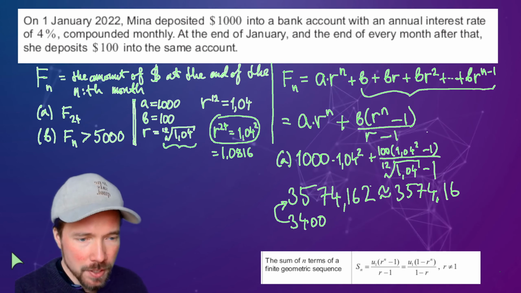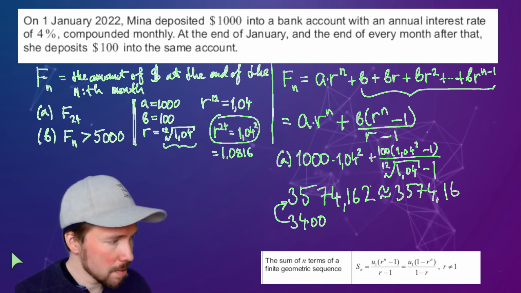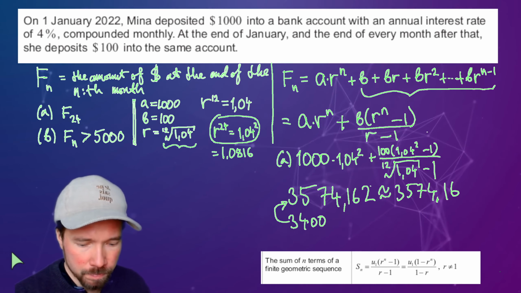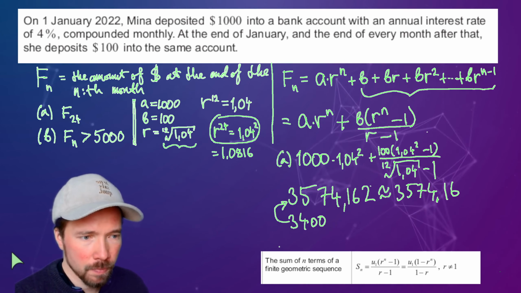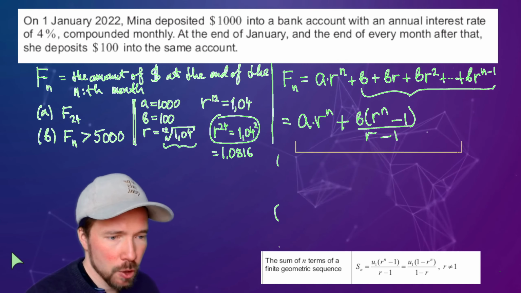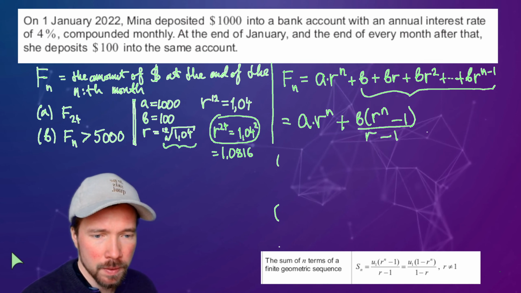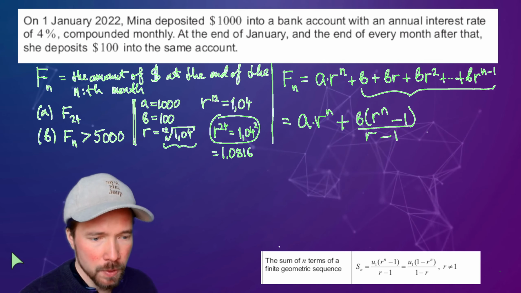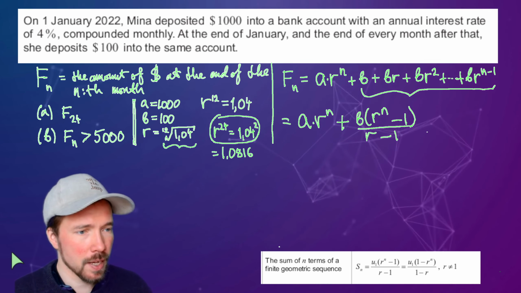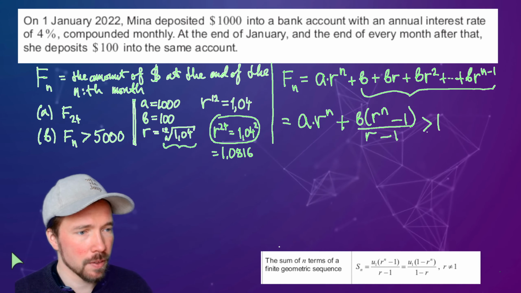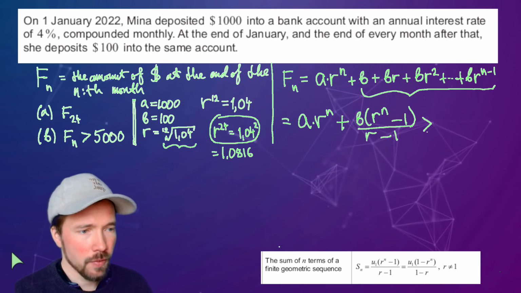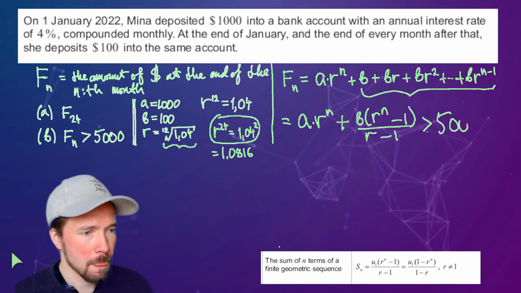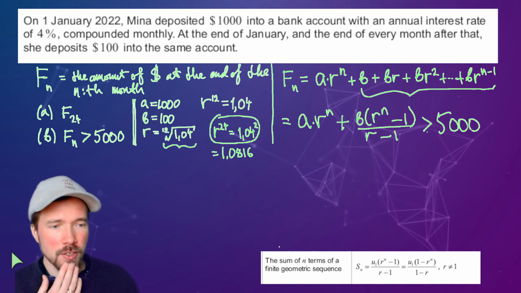Okay, so now for the second part of the exercise, we have to solve the inequality, which is asking when this is greater than 5,000. So this inequality we've got to solve.